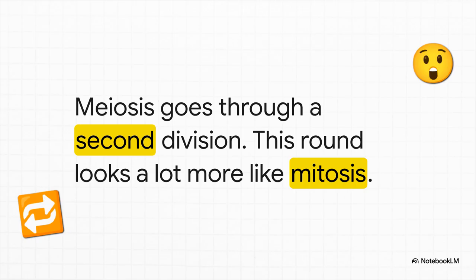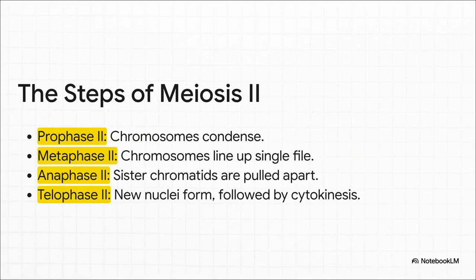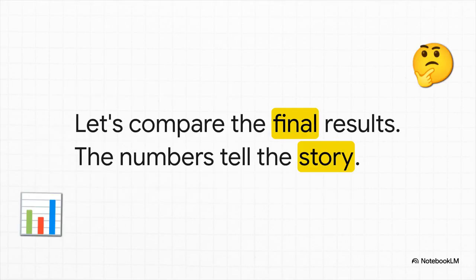So, meiosis 2 runs through all the stages again. But you know what? This round looks a lot like mitosis. See that? They line up single file and the sister chromatids separate. Sound familiar? So after all that, what's the final score?